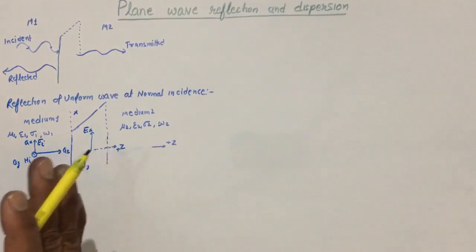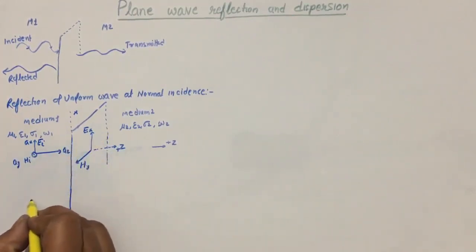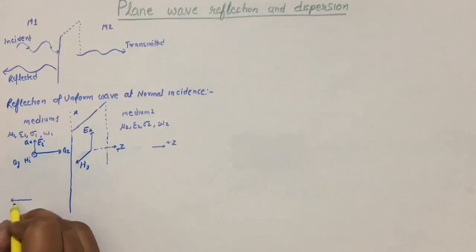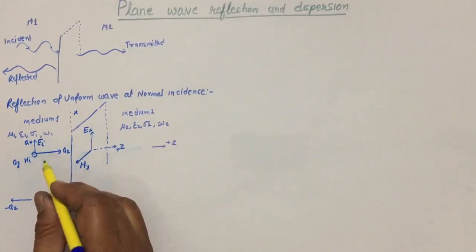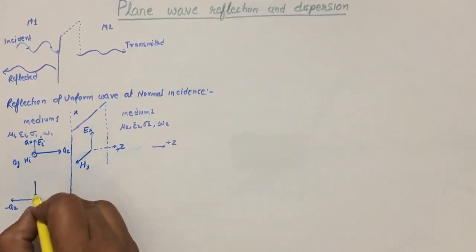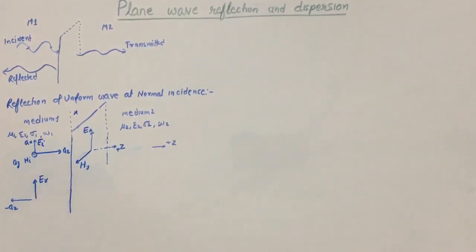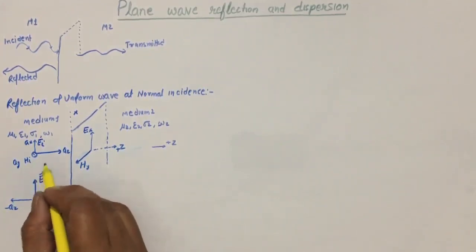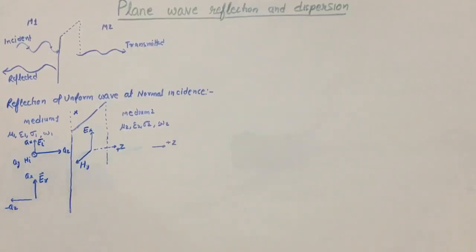At the boundary, when it strikes, part of it is reflected back. When it is reflected back, the propagation will be in the minus z direction, and we have assumed that the electric field component does not change its direction, so it is still in the direction of x for the reflected wave, all are vectors. It is still in the direction of ax.